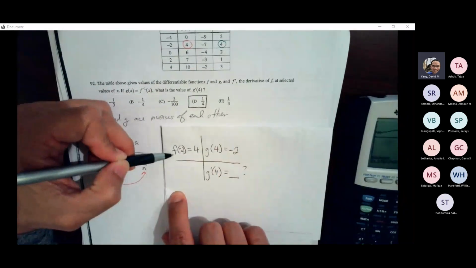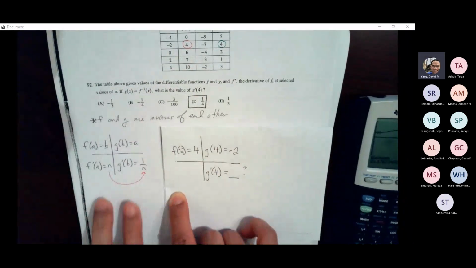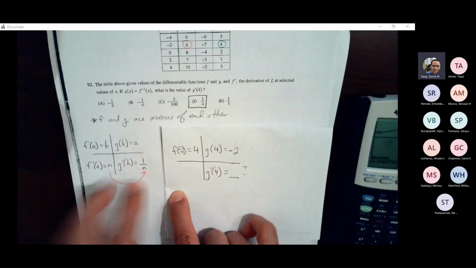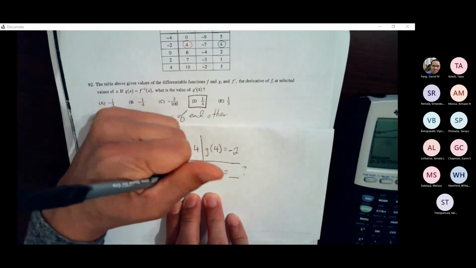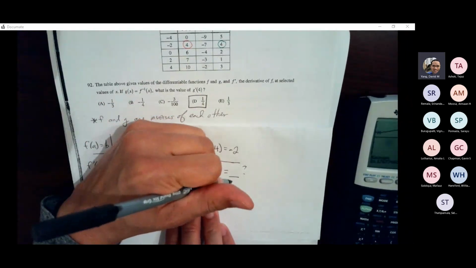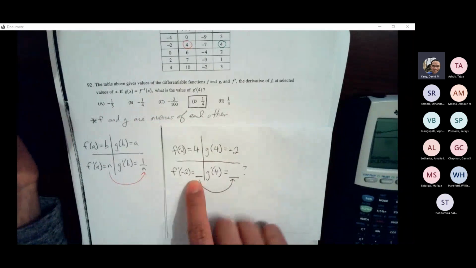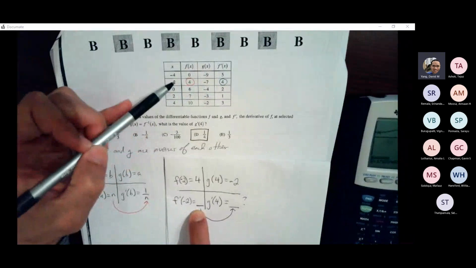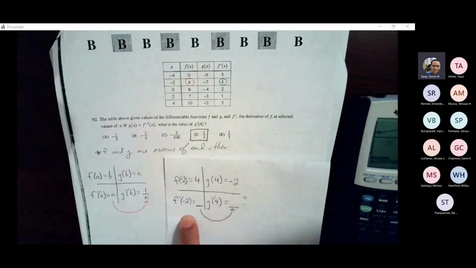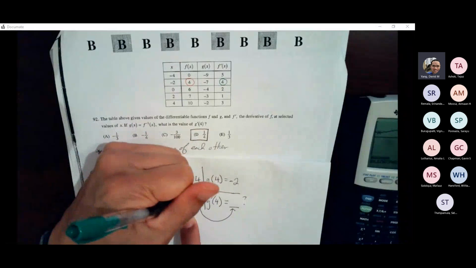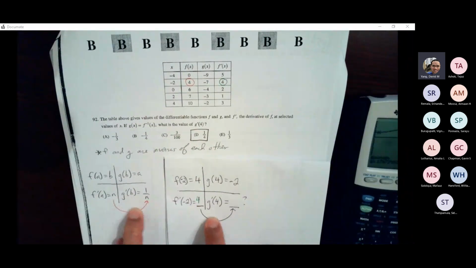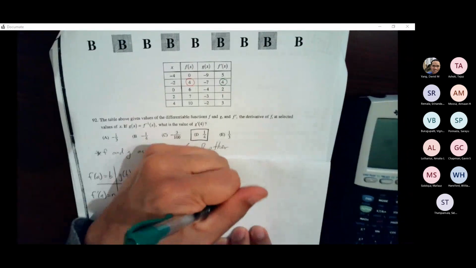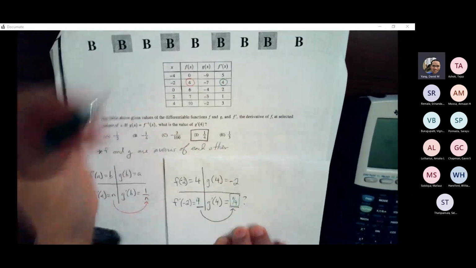Now, if I can find f prime of -2, then we can use these slopes to help each other out. If I can find f prime of -2, then this slope is going to be directly related to this number. So f prime of -2, I find f prime. f prime of -2 is +4. So if f prime of -2 is +4, then g prime of 4 must be 1/4. Answer choice D.